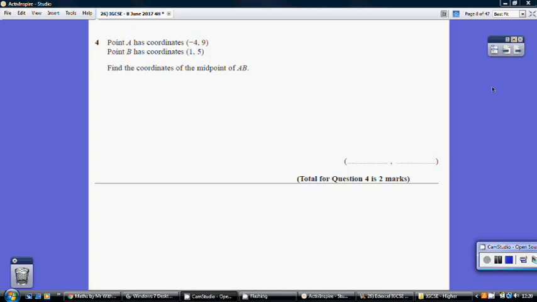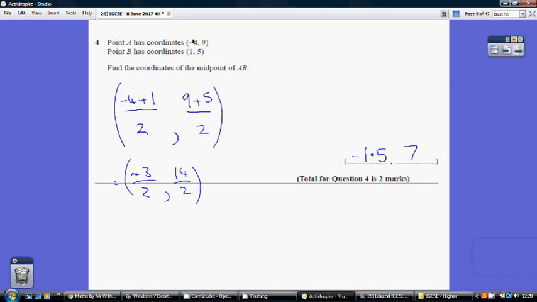Question 4. Now to find the coordinates of a midpoint, you need to average the x coordinates and average the y coordinates. So we need to average the minus 4 and the 1, and we need to average the 9 and the 5. So how do we find the average? Well, we add them together and divide by 2. Minus 4 add 1 is minus 3. Minus 3 divided by 2 is minus 1.5. And 9 add 5 is 14. 14 divided by 2 is 7.